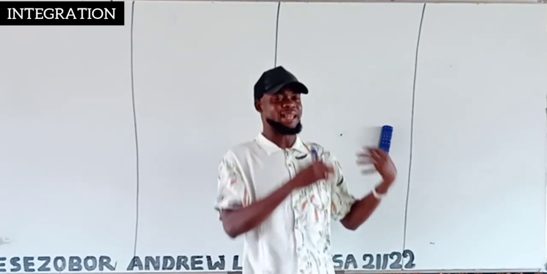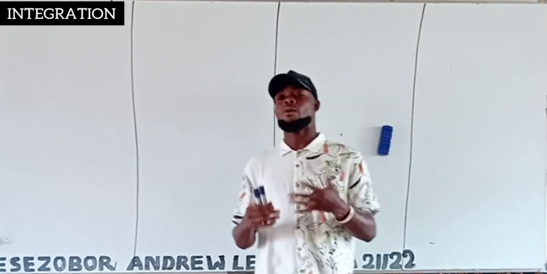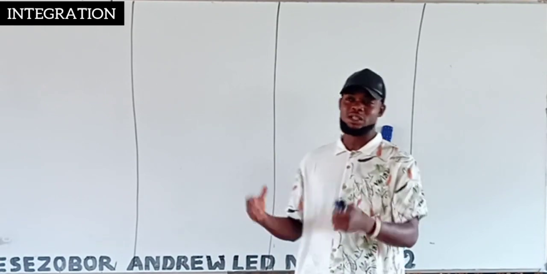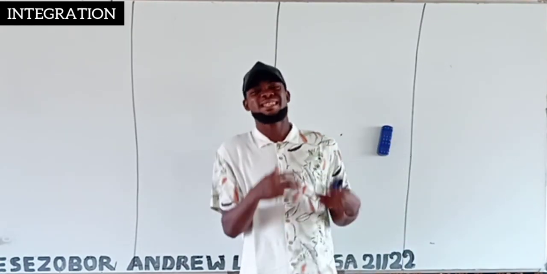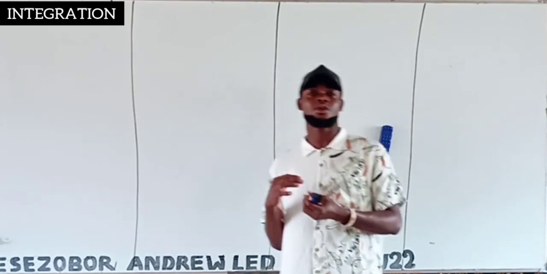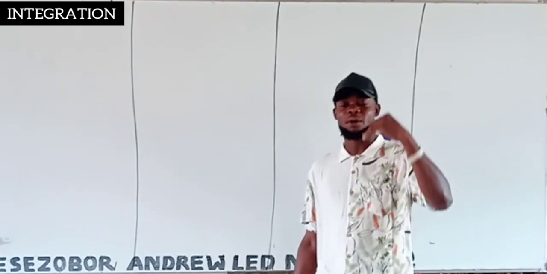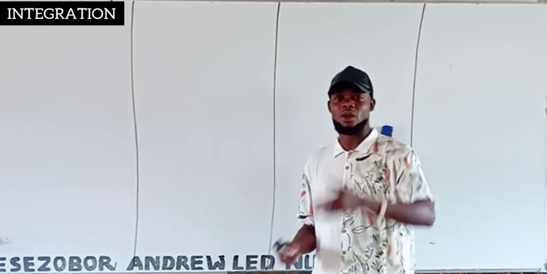We have two forms of integration. We have the definite integration and we have the indefinite integration. Now, what's the meaning of definite integration? What's the meaning of indefinite integration? For definite integration, you are going to sum up what you are doing within a definite range. It's a type of integration that has limits, both the upper and the lower limits.